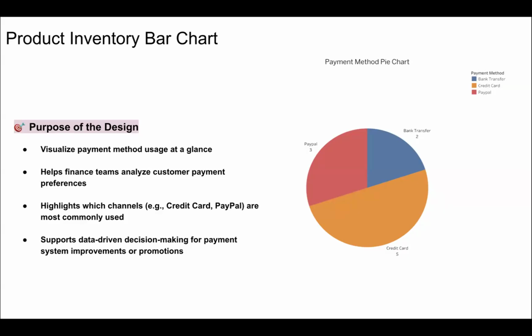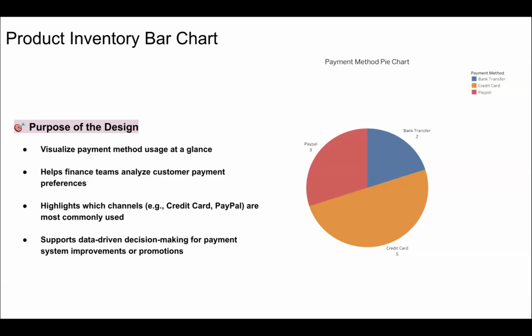And the key insight from the pie chart is that the most used method is credit card, making up 5 out of 10 payments. PayPal is also popular, used 3 times, and bank transfers were only used twice, which shows it is less preferred by customers. This insight can be valuable for making decisions about which payment methods to prioritize, advertise, or even streamline. It may also influence future marketing strategies, like offering promotions on popular payment channels.